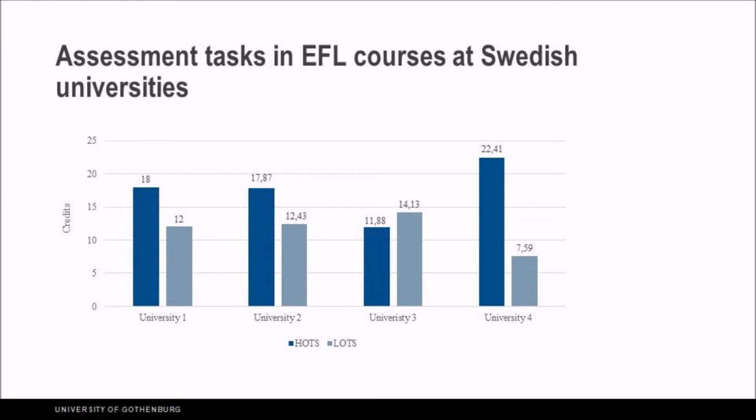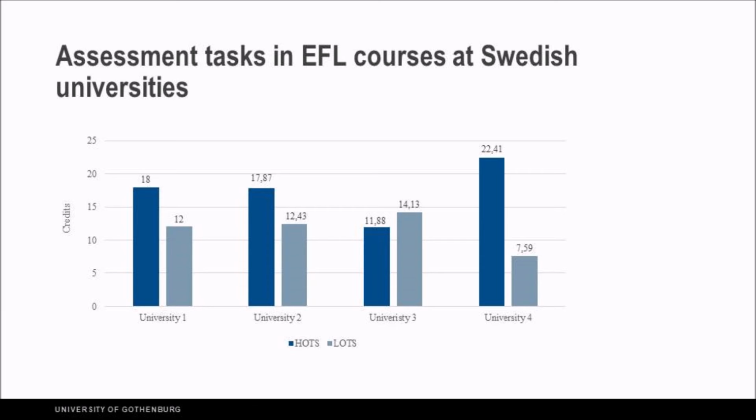So let's look at the assessment of high-order thinking in these courses then. And here we look at 4 courses, English intermediate courses at 4 different Swedish universities, and the results here are calculated per credit, and that means that I have tried to calculate how much each assessment task was worth in course credits and not in frequency. And this was in order to make up for the uneven weight placed on different assessment tasks.